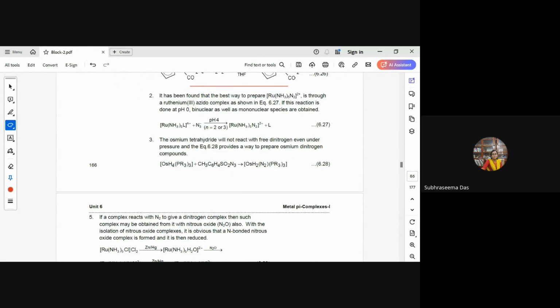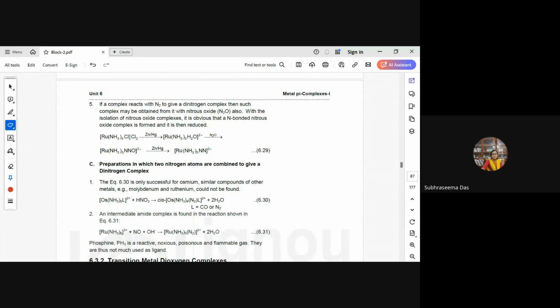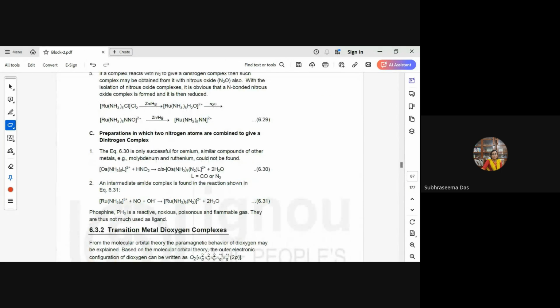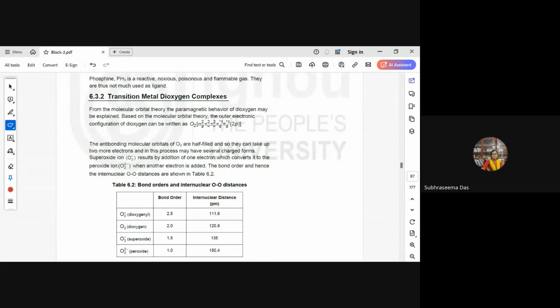Osmium tetrahydride has been formed there. These are some of the reactions for the preparation other than N2 gas. Preparations have also been made in which nitrogen atoms combine to give a nitrogen complex. Here in equation 6.30, it is successful only for osmium, and it has not been found for other metals like molybdenum and ruthenium. Then, transition metal dioxygen complexes.